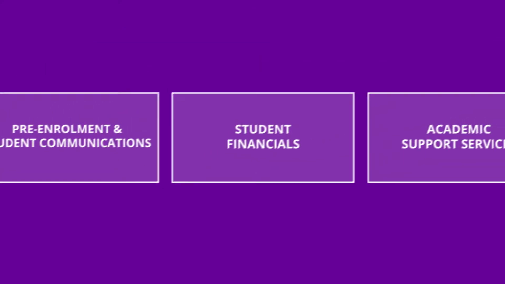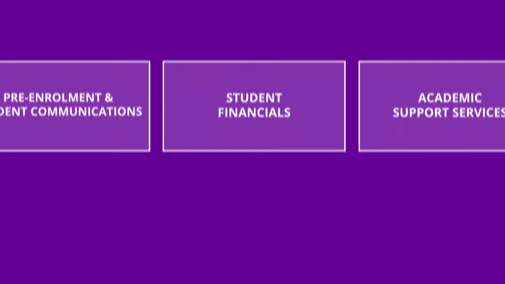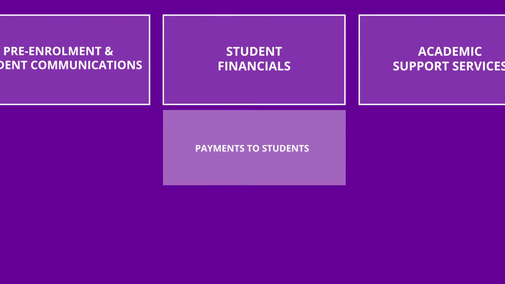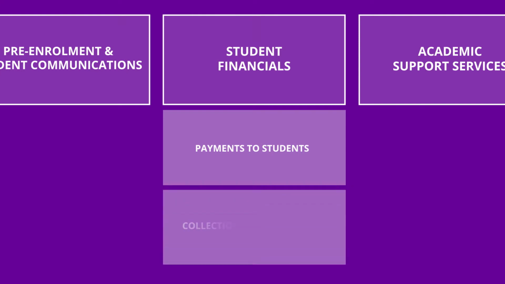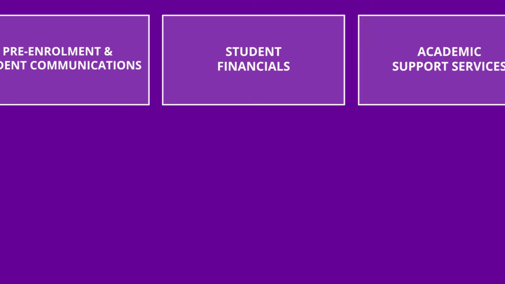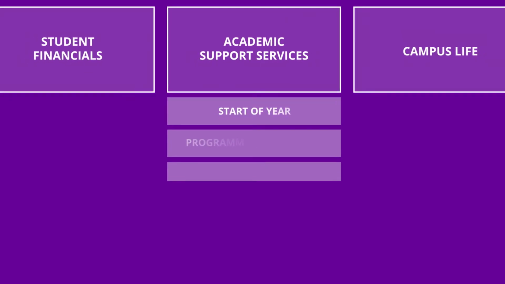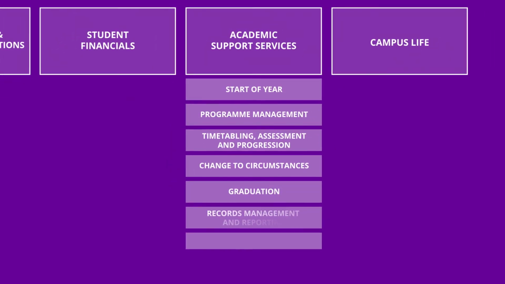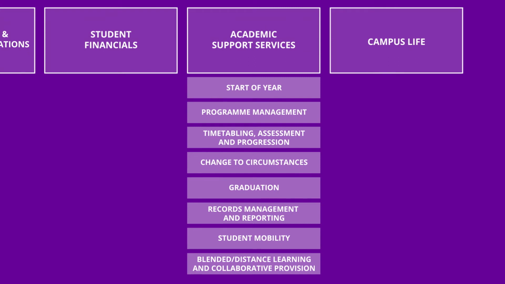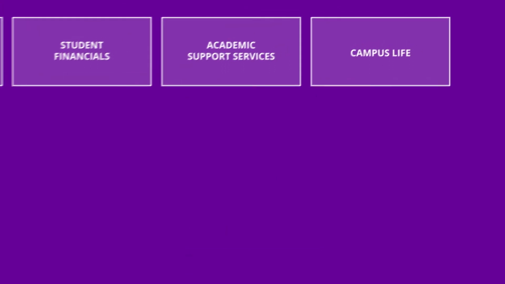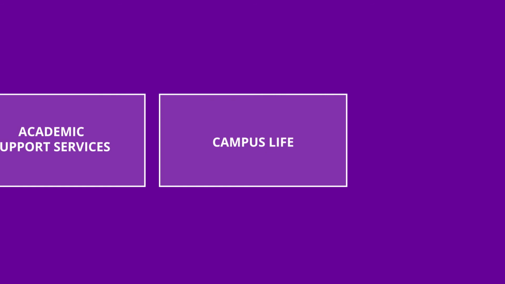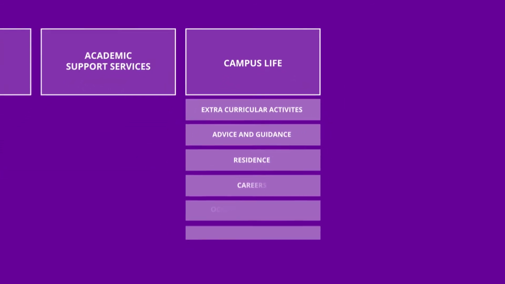The student financials area is defined at its highest level as payments to students, such as bursaries, scholarships and stipends, and payments from students, such as tuition fees and accommodation charges, whether from students themselves or third parties. Academic support services includes work streams such as start of year, timetabling, assessment and progression, and records management and reporting. Campus life includes work streams such as advice and guidance, careers, and disability support.